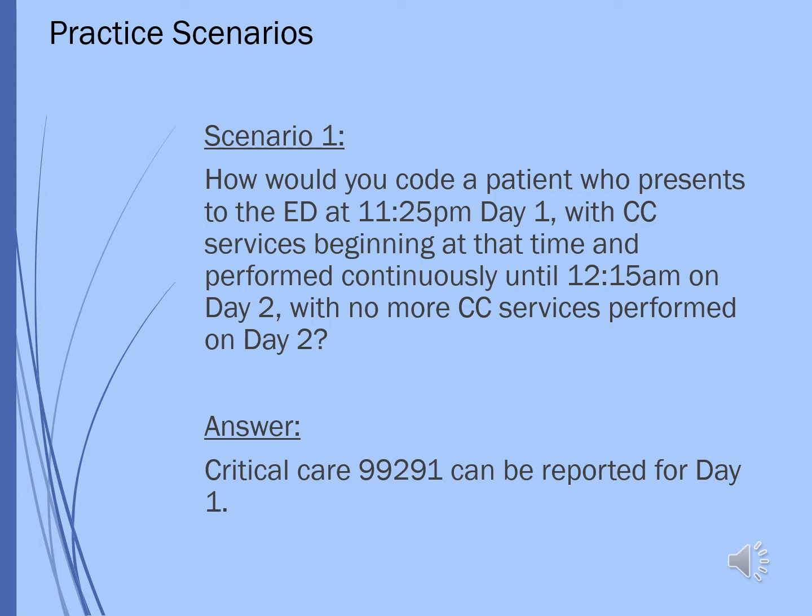So the answer to this one is that you can only bill for 1 unit of critical care 99291, and that's reported on day 1. The reason here is that on day 1 we had just over 30 minutes. So we had 35 minutes of critical care services that we provided to the patient. The clock resets on day 2, so it resets at 12 a.m. on day 2. And on day 2, we only provided 15 minutes of critical care services to that patient. So on day 2, we would report the subsequent hospital care code 99231 through 99233, as opposed to the critical care codes.